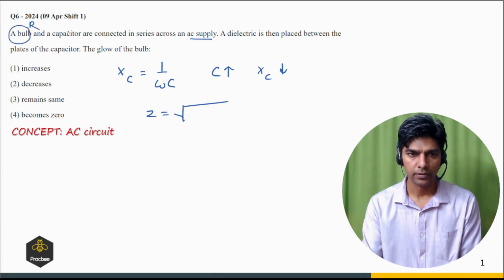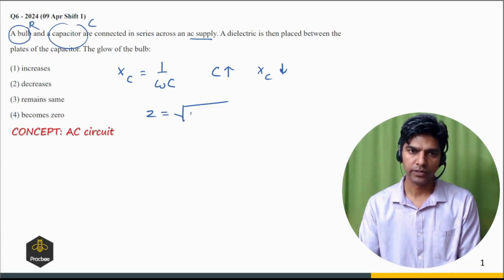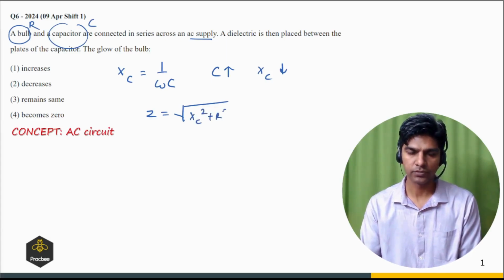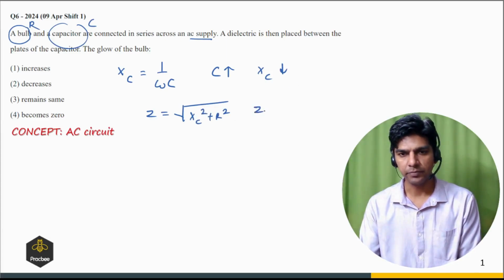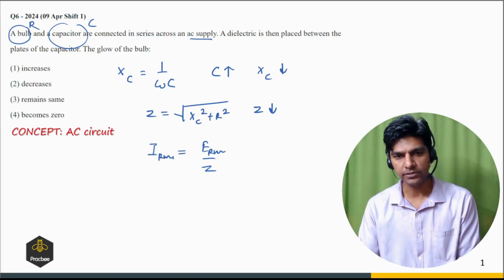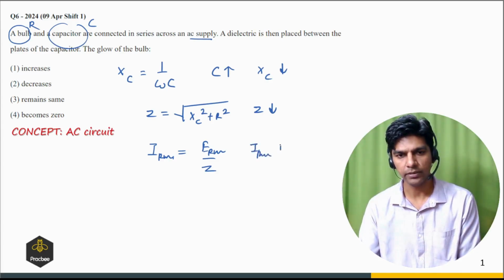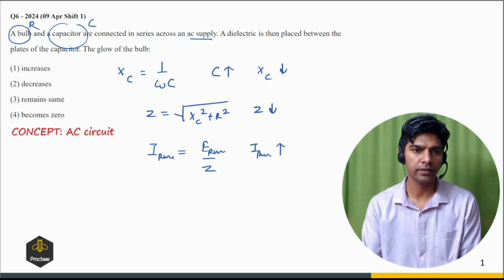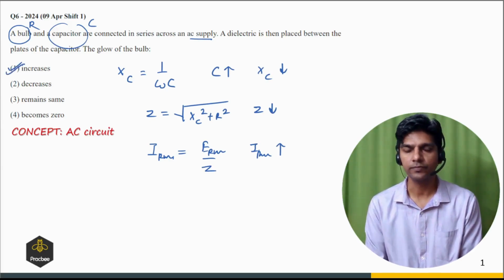So if XC decreases, the impedance changes. In this case, we can treat the bulb as a resistor, so it's an RC circuit. So the impedance will be root of XC square plus R square. As XC decreases, impedance will also decrease. And we know that IRMS is equal to ERMS divided by impedance. So as impedance is decreasing, current will increase. So the glow will increase. So option 1 is the right answer.